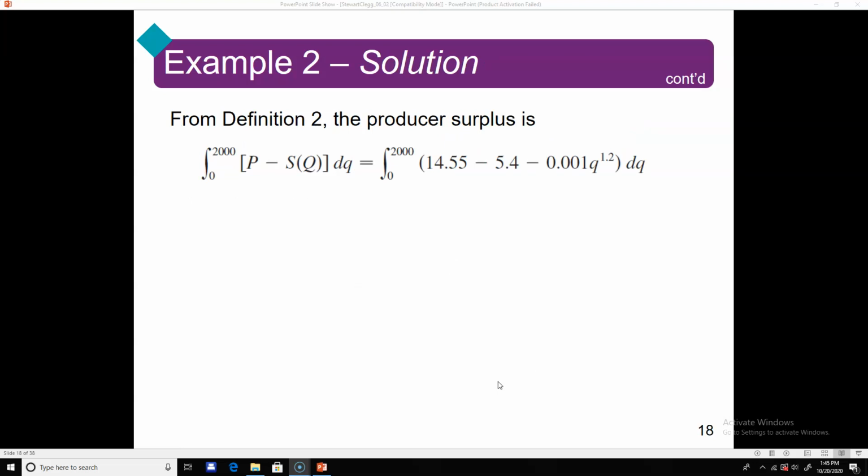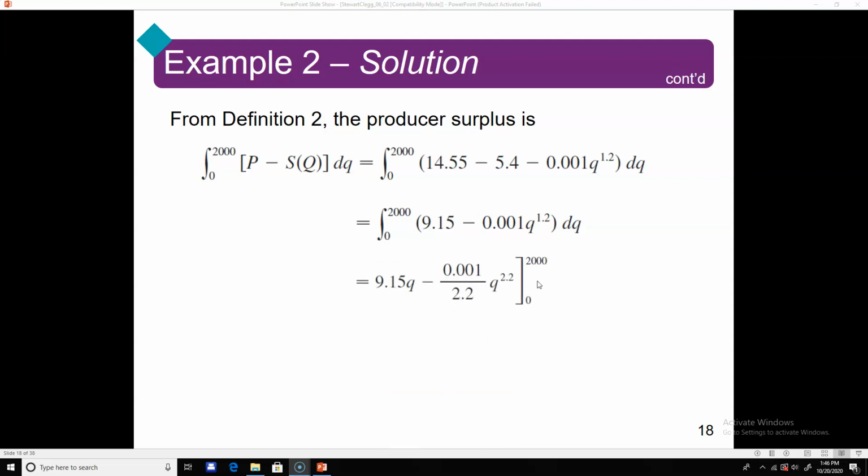Again, 14.55 minus 5.4 is going to come out to 9.15. I mixed the order up in my head. Minus that 0.001 Q to the 1.2. And again, we're just using the polynomial rules here, so technically it's not a polynomial, it's Q to the 1.2. We're using the power rule, I should say. So the antiderivative of 9.15 is going to be 9.15Q, and to integrate Q to the 1.2, that will be Q to the 2.2, and then we're going to have to divide the entire term by 2.2.